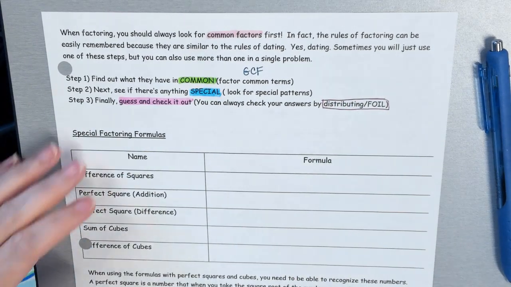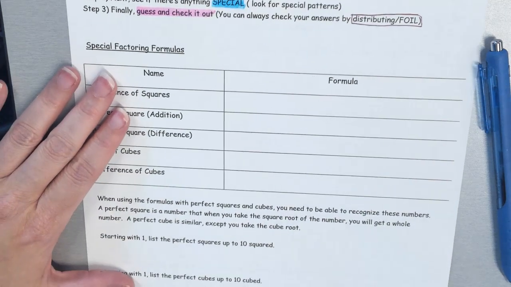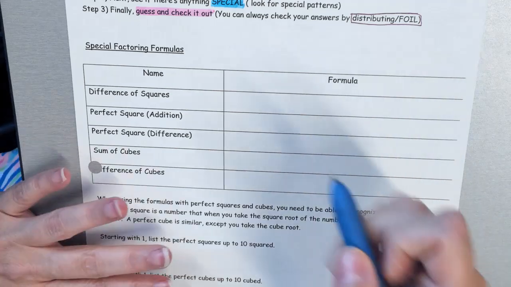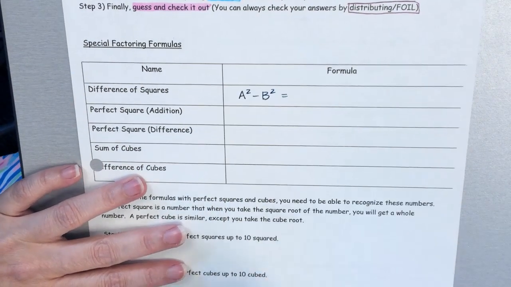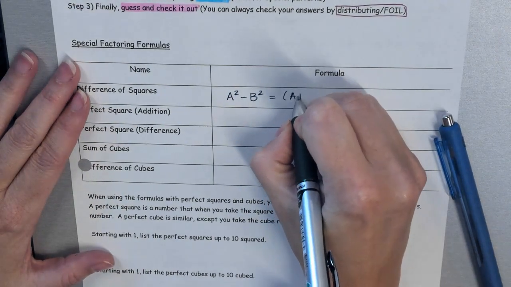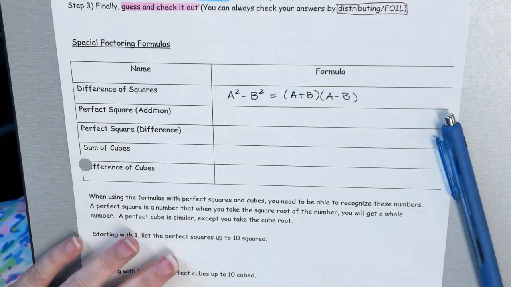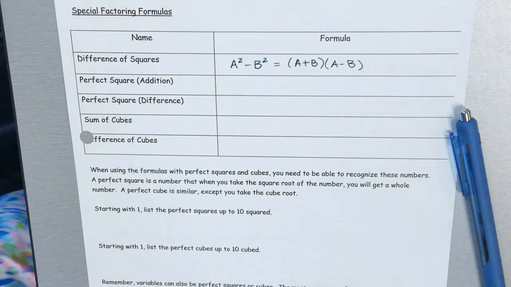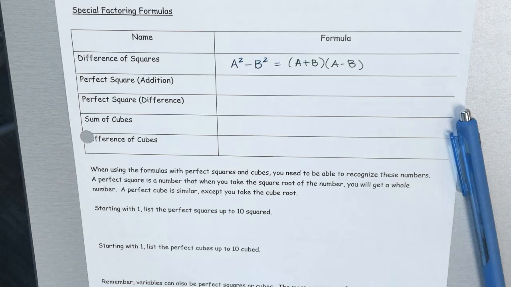Okay, so when you are looking for those special patterns, it's nice to just have a reminder of what those are. So the difference of squares, you will have a squared minus b squared. And then that is going to factor into a plus b and a minus b. This is the most common one. Okay, that pops out a lot. And it's the difference of squares because we're going to be looking for perfect squares.